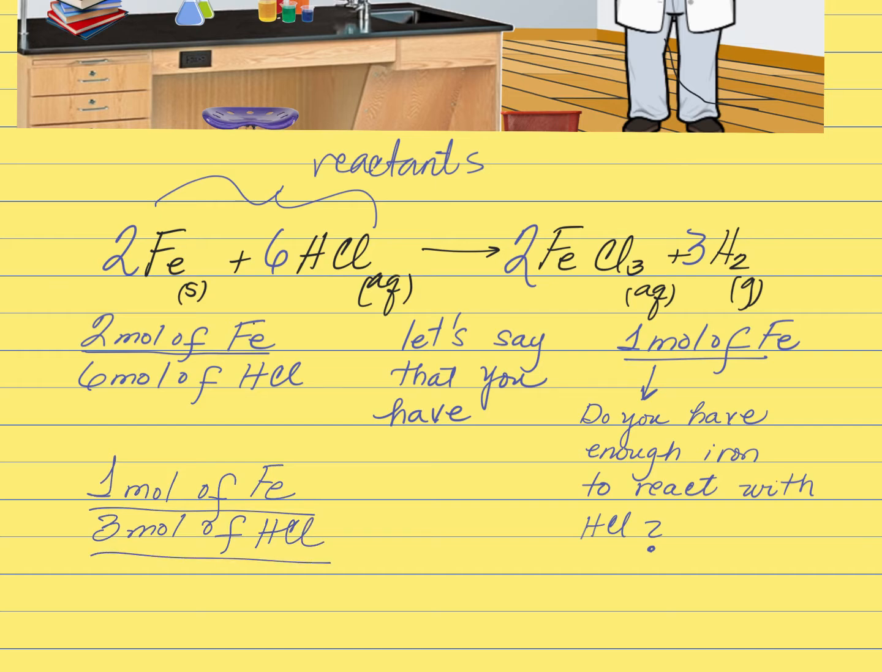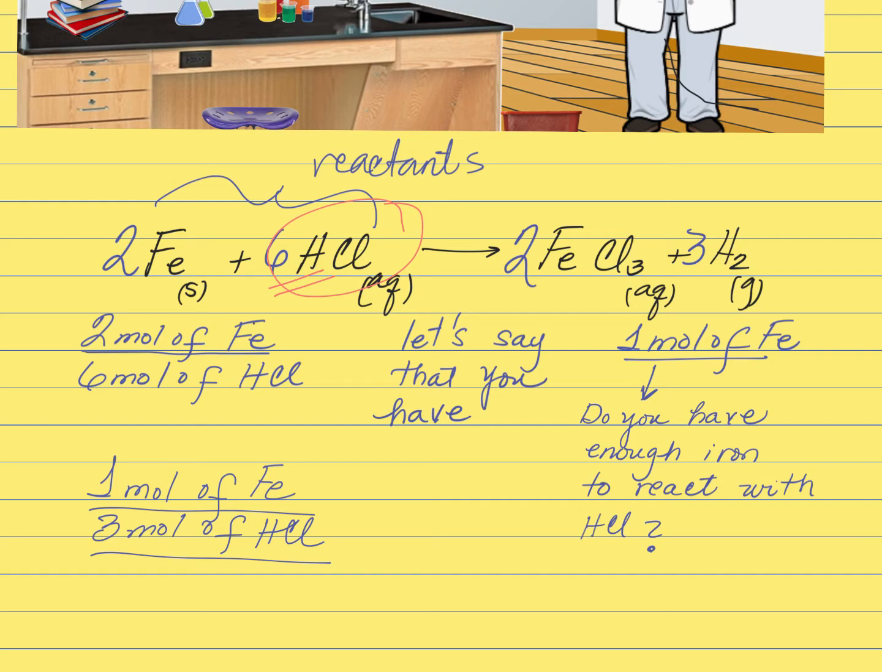But let's say that I have the same 6 moles of hydrochloric acid, and instead of having 2 moles of iron, I have only 1. Do I have enough iron to react with all the hydrochloric acid? That's the concept behind limiting reactants. So I have 6 moles of hydrochloric acid, but only 1 of iron, and I'm not going to have enough iron to react with all the hydrochloric acid that I have. That's what we call in chemistry limiting reactants.